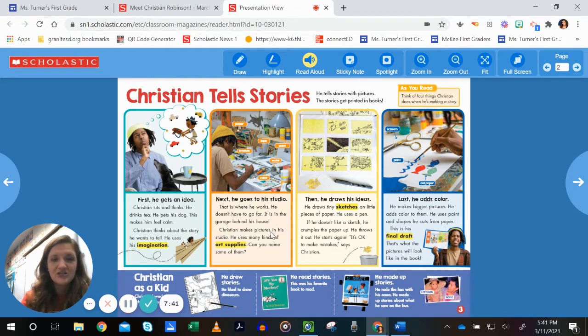Christian makes pictures in his studio. He uses many kinds of art supplies. Can you name some of them? Look up here. We have paper, tape, brushes, paint, water, a ruler. I think I want to remember that he has his studio in a garage behind his house. Let's put that one down.